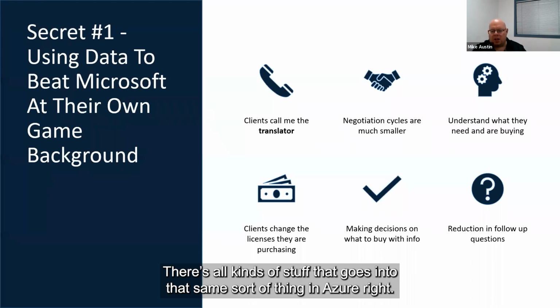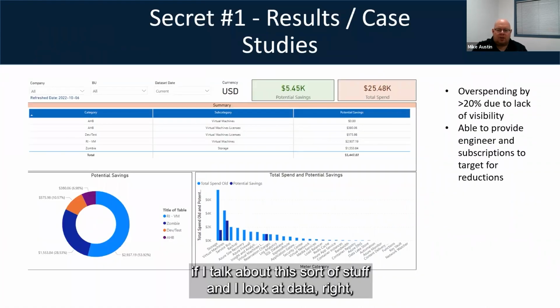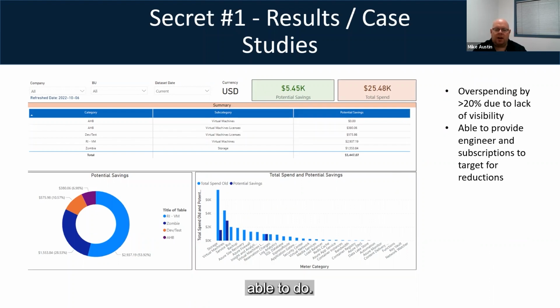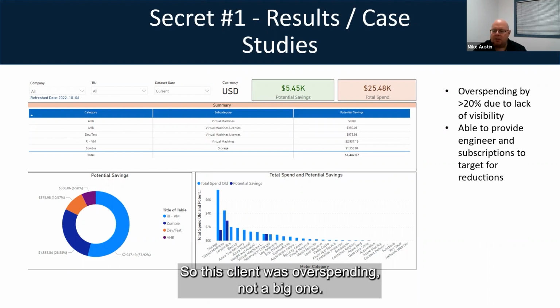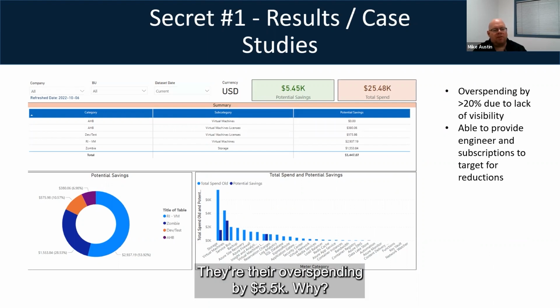Same sort of thing in Azure, right? And so if I talk about this sort of stuff and I look at data, I'm just going to show you a few examples of the sorts of things that you're able to do. So here's an example of overspending 20% due to lack of data. This client was overspending, not a big one, $25K a month. They're overspending by $5.5K. Why?